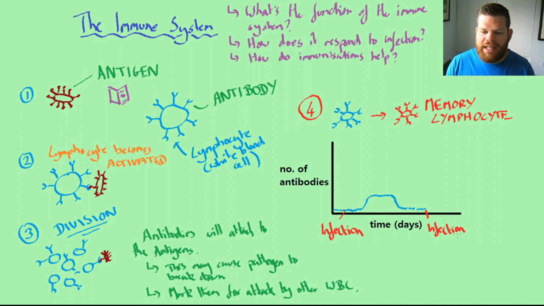Now the main thing here is that this is the same pathogen. If it was something different, we'd have this response again. On this second time we get infected, almost immediately there will be a spike in the number of antibodies being produced, and then it will start to tail off. This is what we call a secondary immune response. What's this first one called, I hear you say? Well, this here is called a primary immune response.